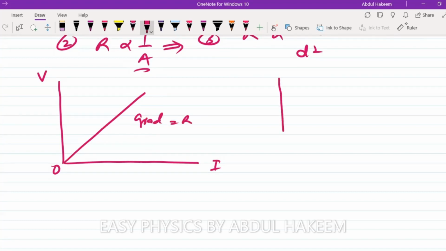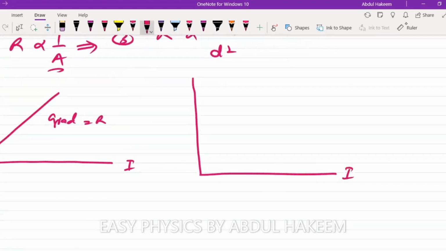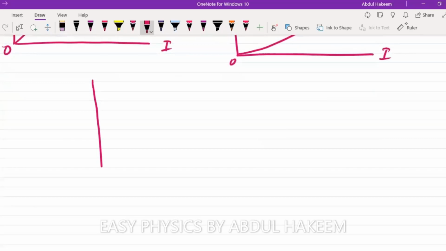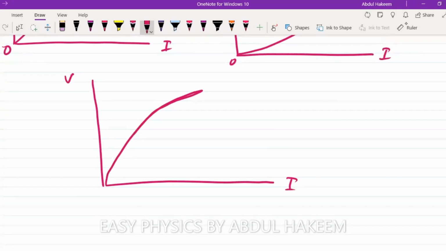But if it is a filament lamp, then with the passage of time, as the current flows, energy is dissipated as heat and its resistance increases. Resistance of the filament increases, so it's a graph with an increasing gradient. So one is for the ohmic conductor, the other for the filament, and now the next, semiconductor, thermistor. The graph is this, because when temperature increases, thermistor resistance decreases.